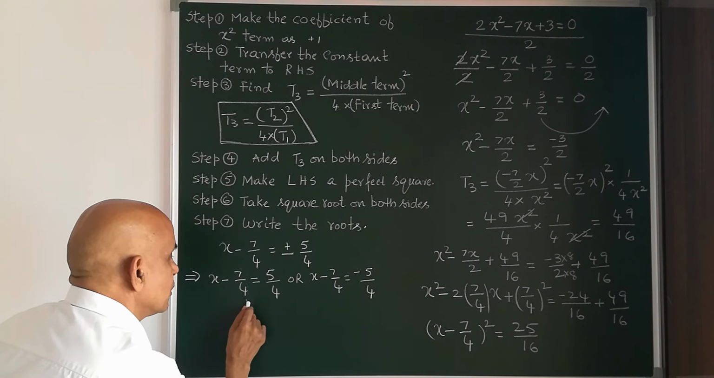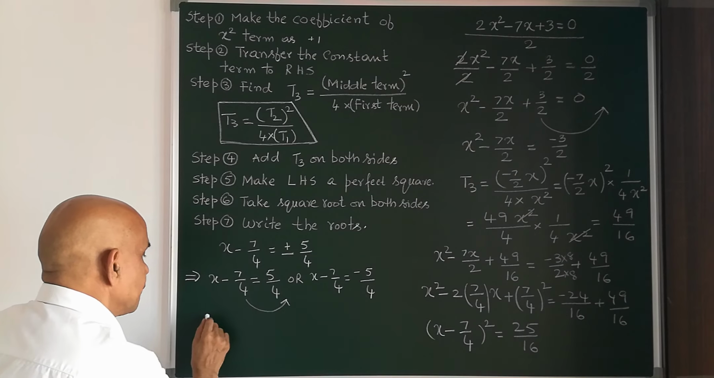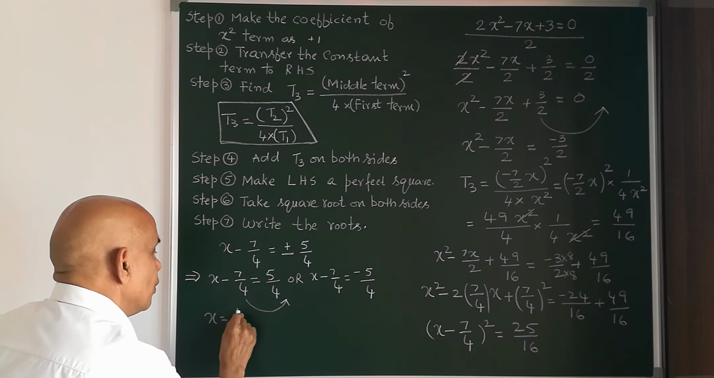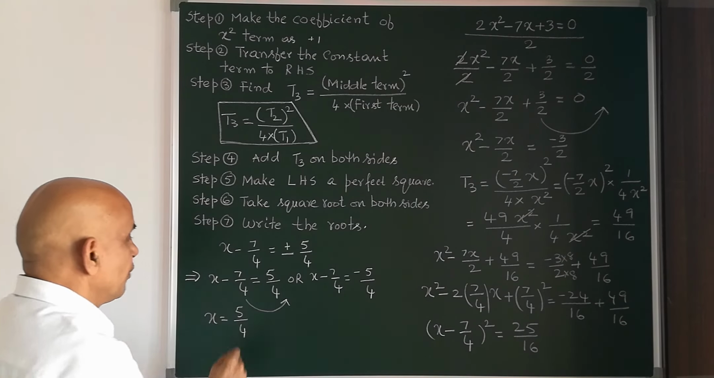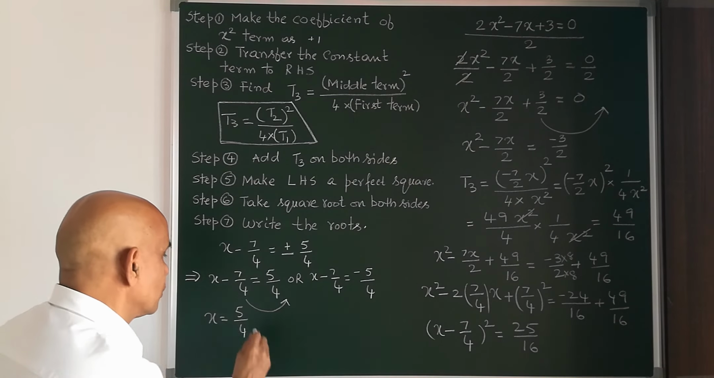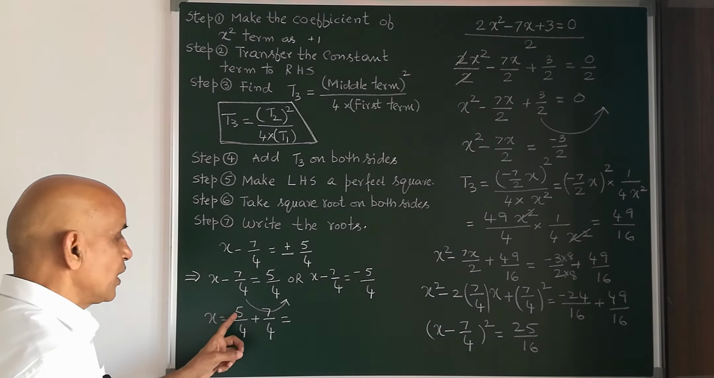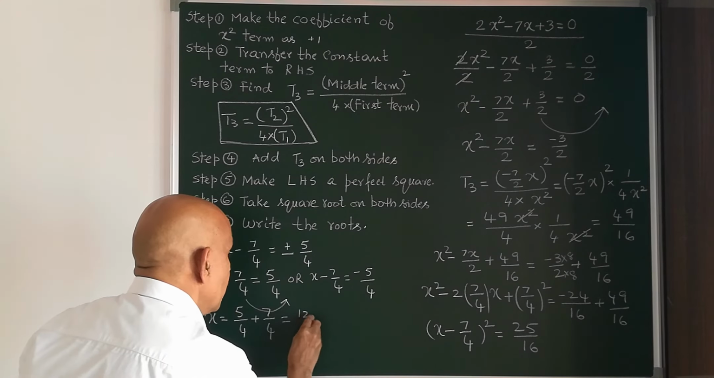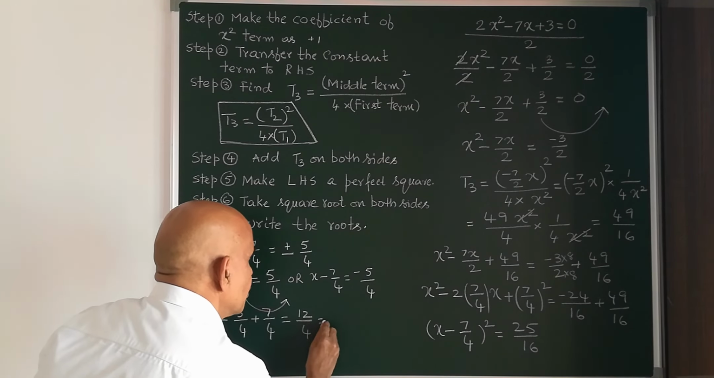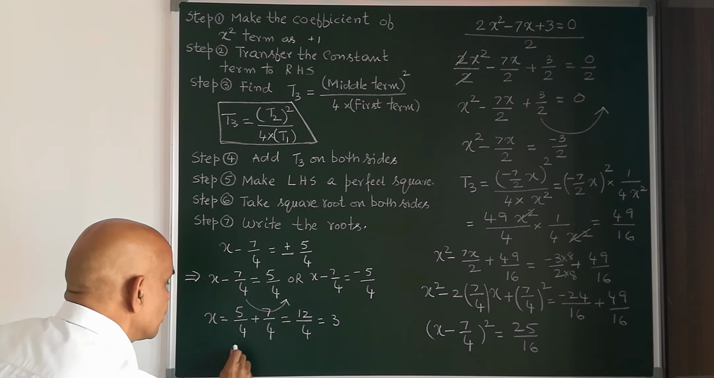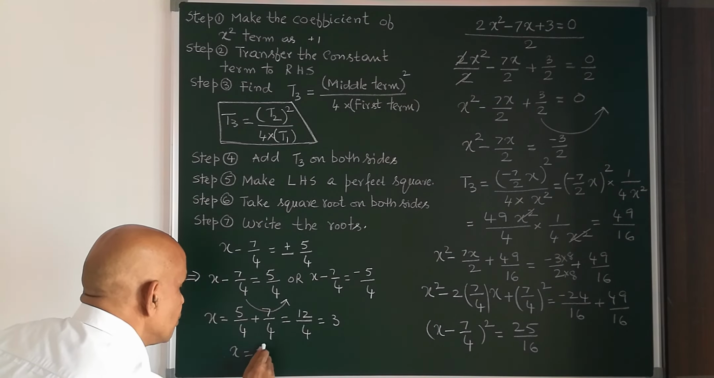Now when you transfer this 7 by 4 to this side, x is equal to 5 by 4. When this minus 7 by 4 goes to that side, it becomes plus 7 by 4. 5 plus 7 is 12, 12 by 4, which is equal to 3. So x is equal to 3 is one root.